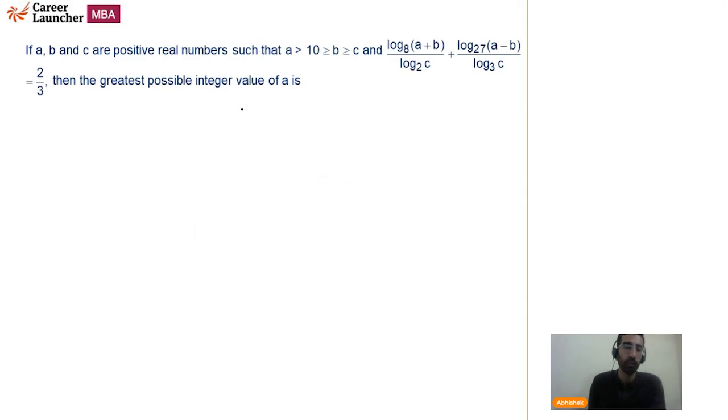Next. A, B, C are positive real numbers, log question. A is strictly greater than 10. B and C can be equal, both less than or equal to 10. Fair.